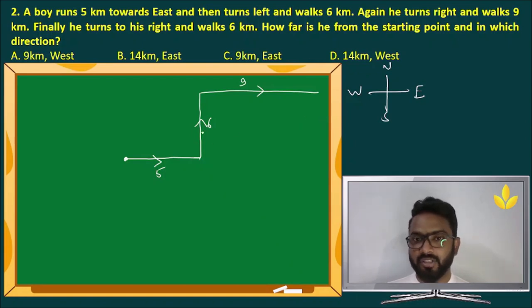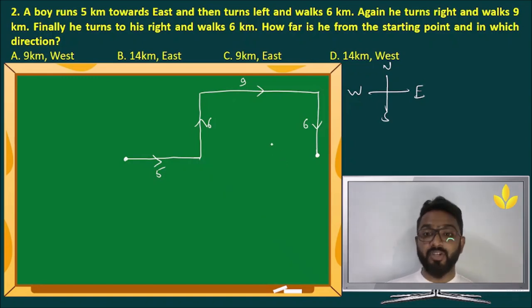Because he was facing north. He was facing north, so right side is our right. Then again, he turns right and walks for 6. Right is down, obviously. He's facing east, so right will be down. 6. Now the question is, how far is he from the starting point and in which direction?